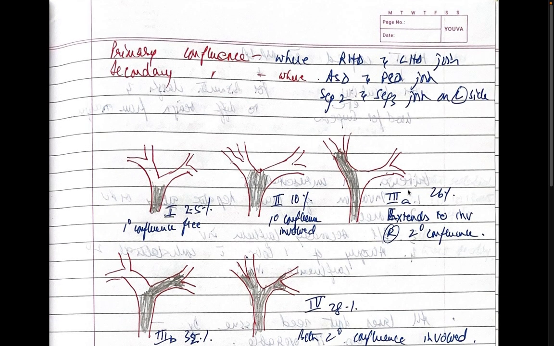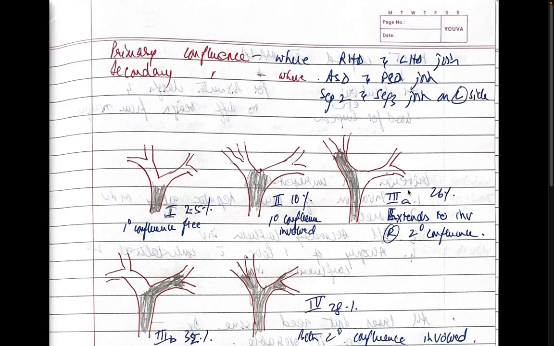The primary confluence is where the RHD and LHD join. Secondary confluence is where the ASD and PSD join, and the segment 2 and 3 join on the left side. So it's types 1, 2, 3, and 4, where 3 is further divided into A and B. So 1 is in 2.5%. The primary confluence is free.